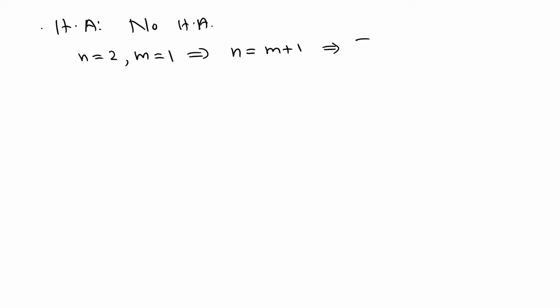So let's go with the horizontal asymptote. You're going to say no. There is no horizontal asymptote. But you can see here n equals 2 and m equals 1. That means n is exactly m plus 1. So according to theory, what should happen? There is an oblique asymptote.